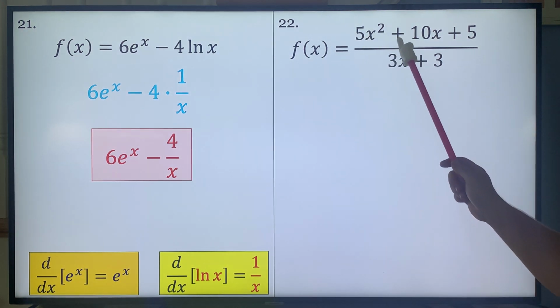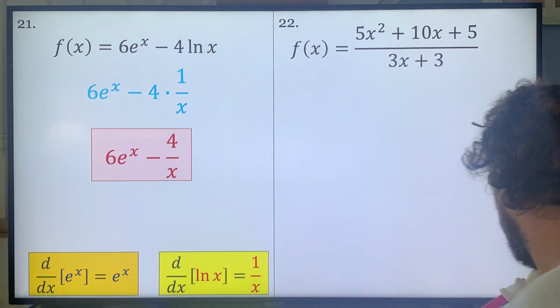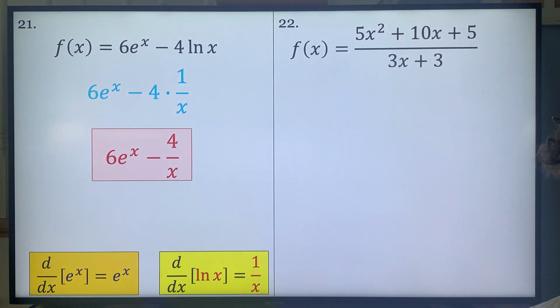All right, 22. This one goes up a little bit. But we're almost done, so. After this, let me go to the word problems.